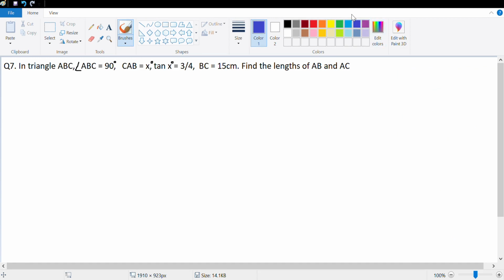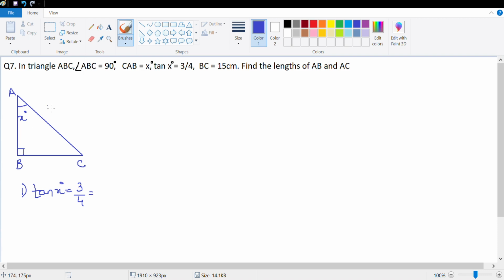It says in triangle ABC, angle ABC is equal to 90 degree. Okay, no diagram given, so let me just draw a rough diagram. Angle ABC is equal to 90 degree. Okay, so this is my rough diagram. Angle ABC is 90 degree. Angle CAB, which is this angle, is x degree. Tan x is equal to 3 upon 4. So let's just write this down. Tan x degree is equal to 3 upon 4.